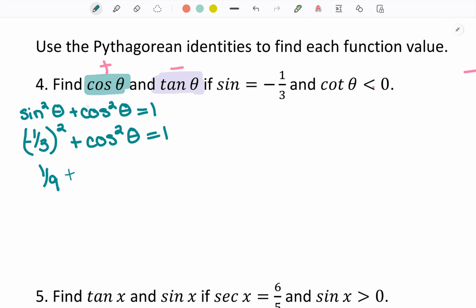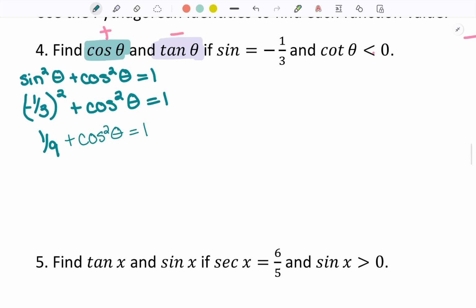And so that gives us 1/9 plus cosine squared theta equals 1. And then we will go ahead and subtract. So we'll have cosine squared theta equals 8/9, because remember, when we do this, that 1 can be 9/9. So when we subtract that 1/9, that is where we are getting 8/9.